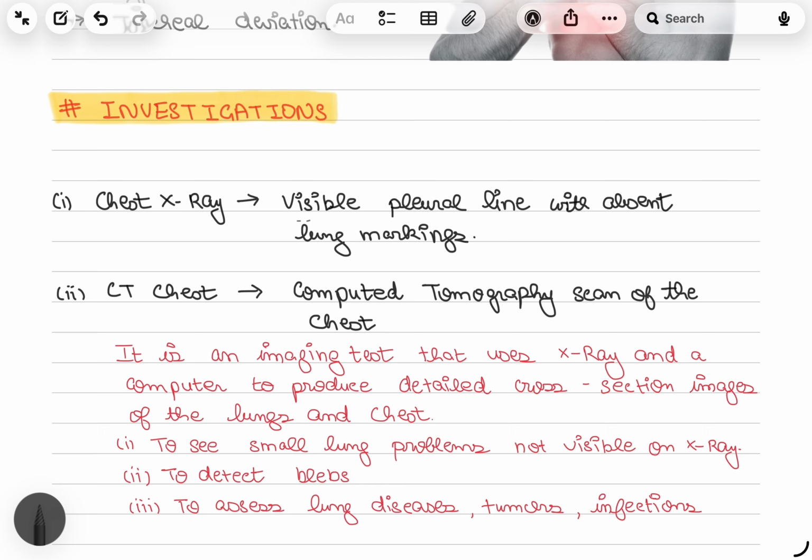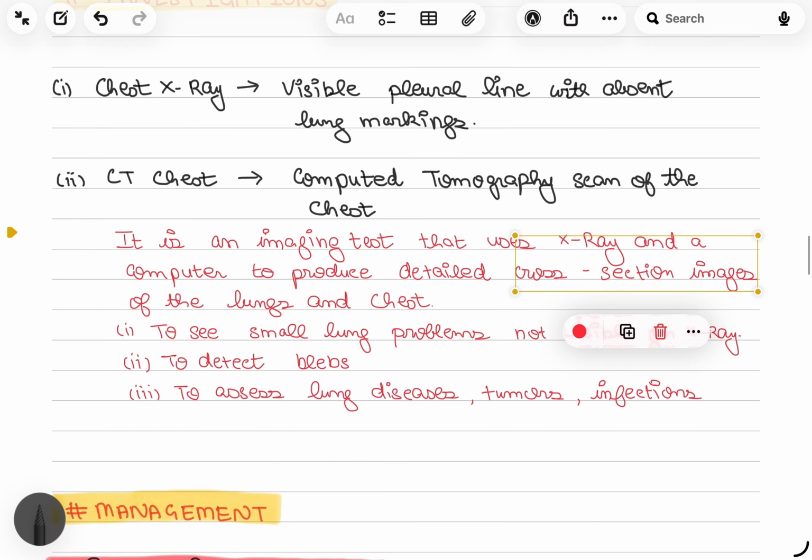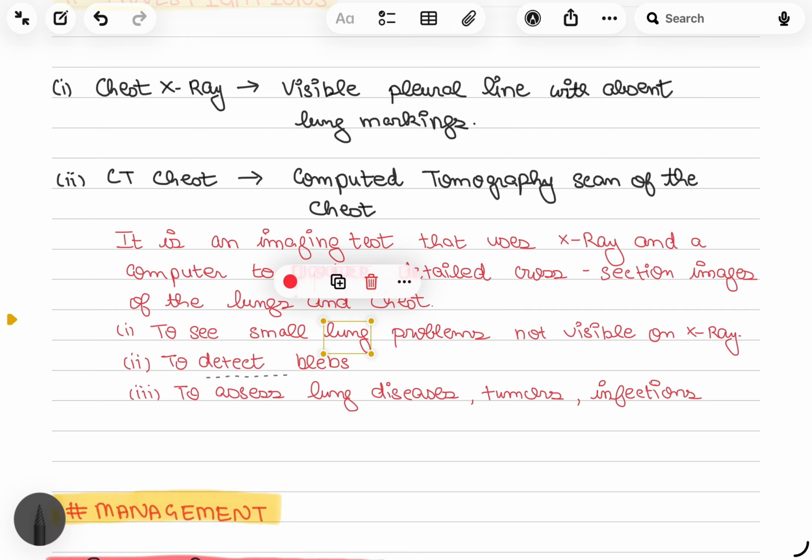Investigation: chest X-ray, visible pleural line with absent lung markings. CT chest. What is CT chest? Computed tomography scan of the chest. It is an imaging test that uses X-ray and a computer to produce detailed cross-section images of the lung and the chest. Just remember this, the cross-section image of the lung. And why is it important? It helps to see small lung problems that are not visible on X-ray. These are mainly done after the X-ray to detect bulbs or to assess lung diseases, tumors, or infections.